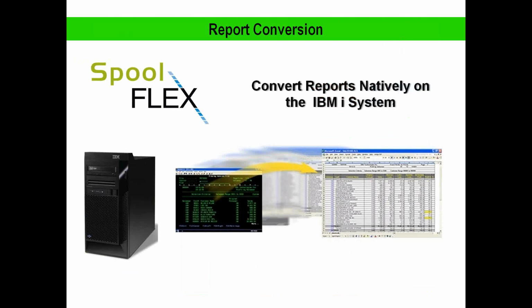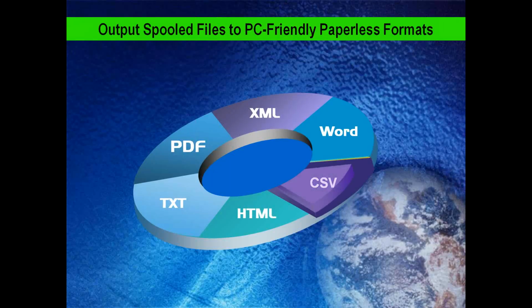SpoolFlex is an example of that, taking what would normally be printed out on a report and allowing you to output that to a variety of user-friendly formats. SpoolFlex can convert spool data directly into a variety of formats, including those you see here. The most popular by far are PDF and Excel.